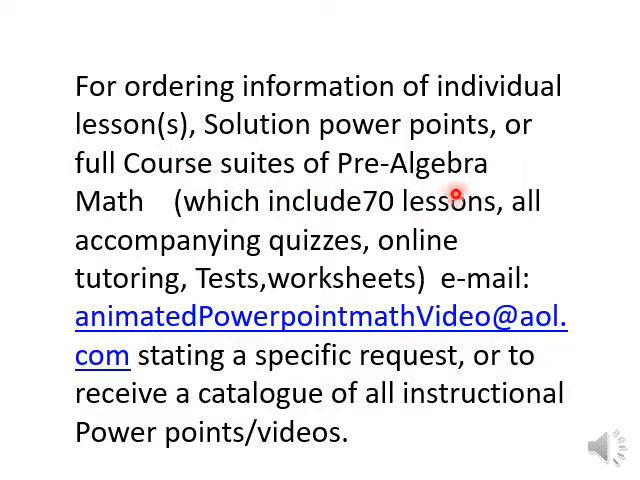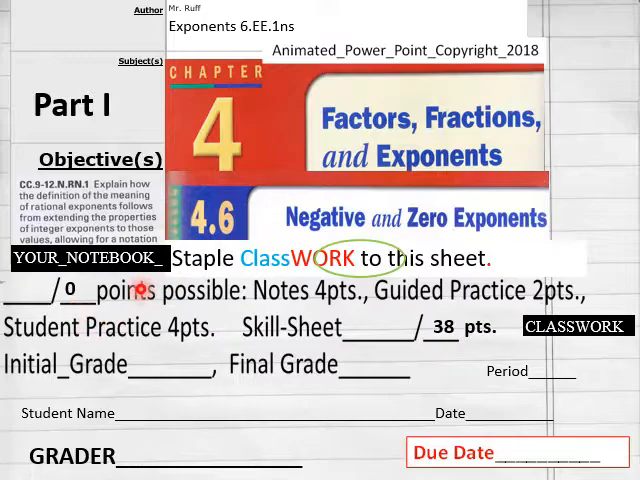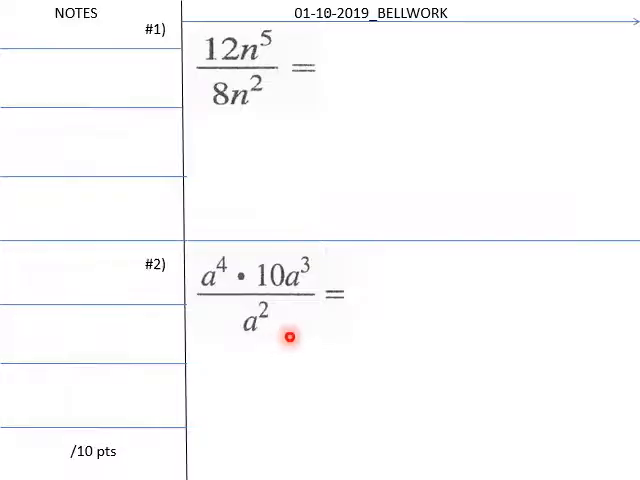Hello everybody, we're getting ready to do lesson 4.6 of pre-algebra math, part 1. Negative and zero exponents. Here is the standard. We have a 38-point skill sheet for the classwork, 0 points of note-taking today.